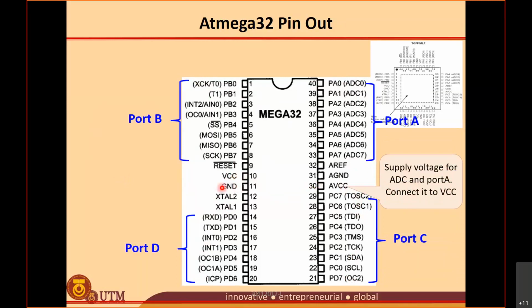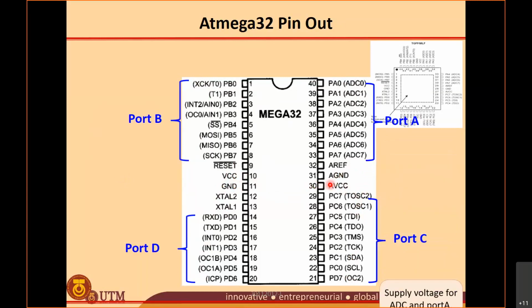And we have ground. Okay, dekat pin 11 dengan pin 31. Okay, so this is the Atmega32 Pin Out. Okay, kena tahulah ada 32 input output. Okay, which is boleh digrupkan kepada port A, port B, port C and port D.